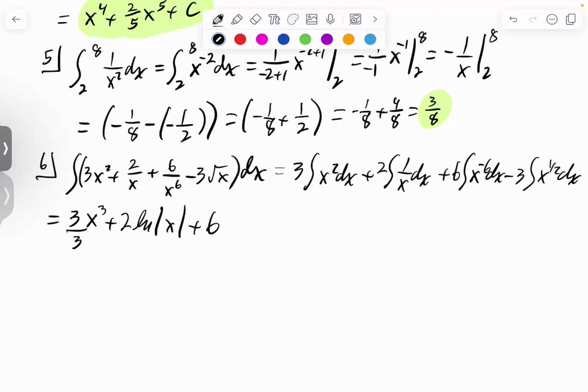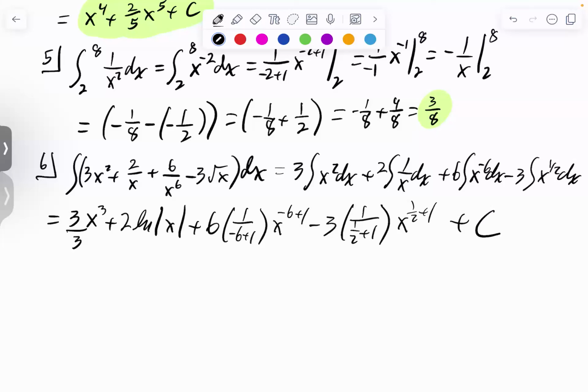And this one I'm going to break down a bit more. This is going to be 1 over negative 6 plus 1, x to the negative 6 plus 1. Minus 3, I'm going to break this one down as well. And all that ends up with a plus c. Now you might be asking yourself, don't each of those have their own plus c? They do, but I'm going to take all those constants and mash them all down to the end, so we just have one giant constant towards the end.